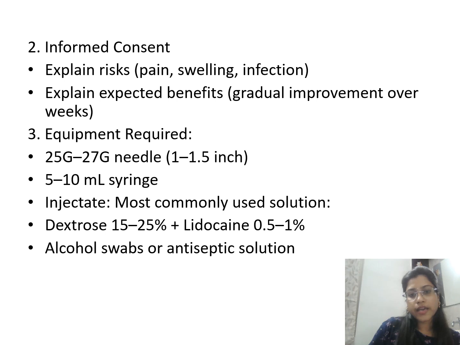How do you start? Equipment required: a 25 to 27 gauge needle, and a 5 to 10 ml syringe. The injectate most commonly used is dextrose along with lidocaine. Lidocaine decreases the pain while injecting, so we combine it with lidocaine, that too plain without adrenaline. Use an alcoholic disinfectant solution to clean the particular area, then inject.